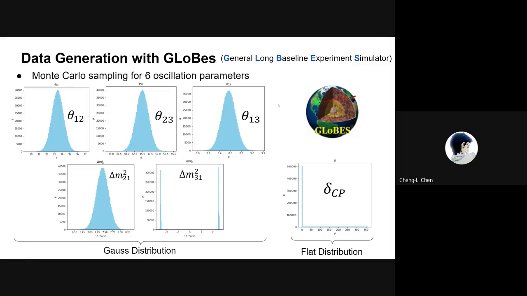So in our 1 million training data, we just divide them into two parts. One part is for the CP invariance, and the other part is a flat distribution to describe the CP violation. I see. So the flat here means when delta CP is non-zero, it is flat. Okay. Yes. Right.